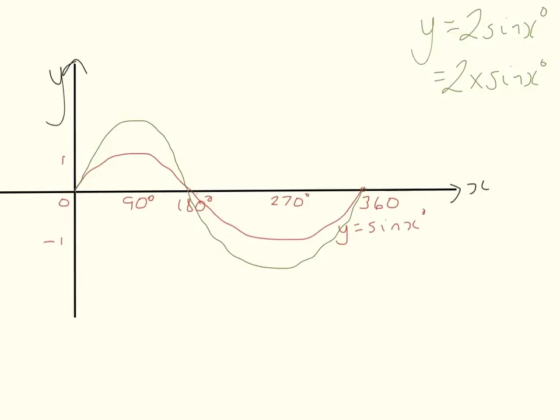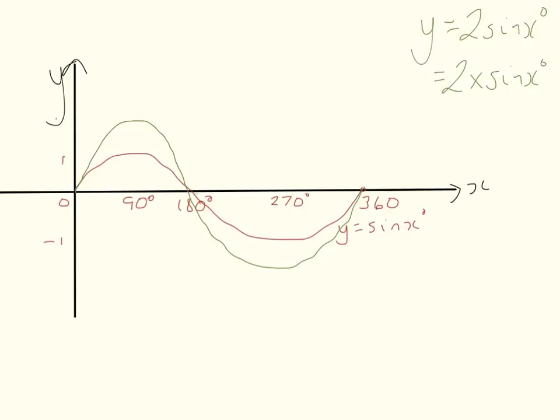Okay, so the only thing that is changed when I've got a number in front of my trig function is the amplitude, and the amplitude is the distance from the midpoint to the highest and lowest points on the graph. So here, for example, the amplitude is 1 from the midpoint of the graph and the maximum value. So all we've done is we have altered the amplitude.